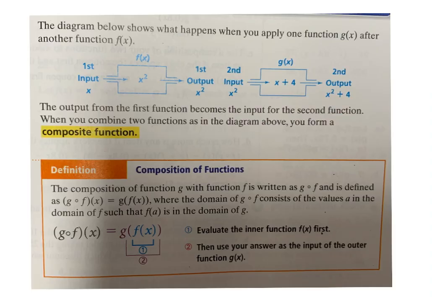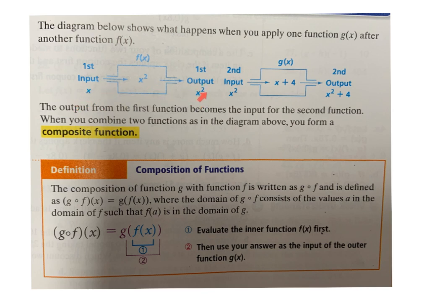All right, let's talk about composite functions. The diagram below shows what happens when you apply one function after another. So you have an input, and you put it into the first function, which is x squared. If I put an x in, I'm going to get x squared. My output is x squared.